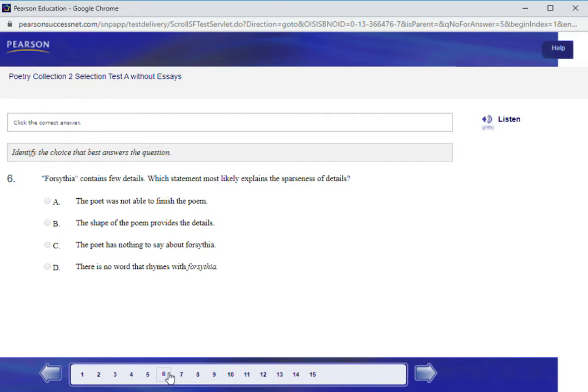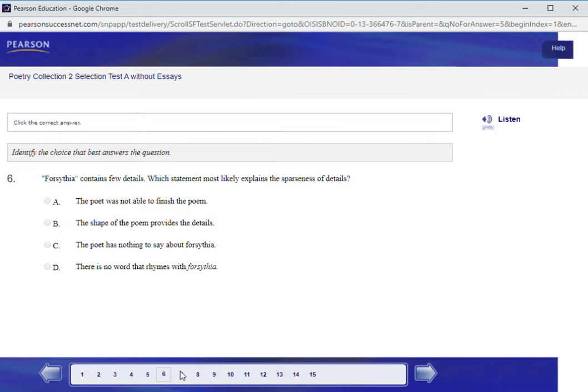Well, perhaps, yes, when we look at it, we're like, oh, it's a plant. Because we can tell the branches and things from the way it's written. The poet has nothing to say about it? No. Or there's no word that rhymes with "Forsythia"? That's not why, okay? It's not even a rhyming poem. So B is going to be our best choice.